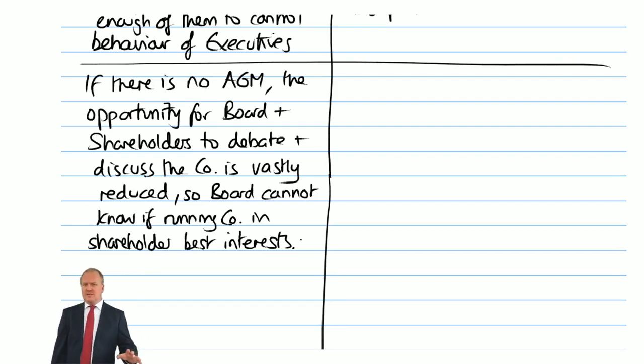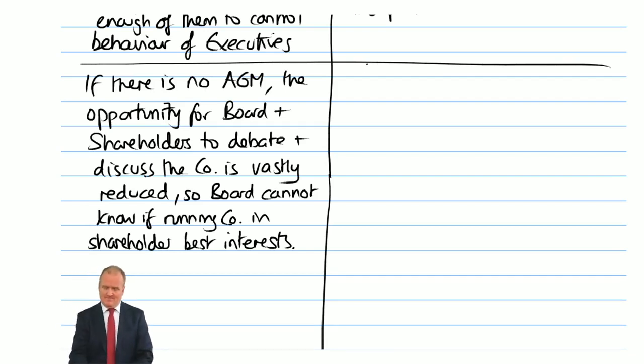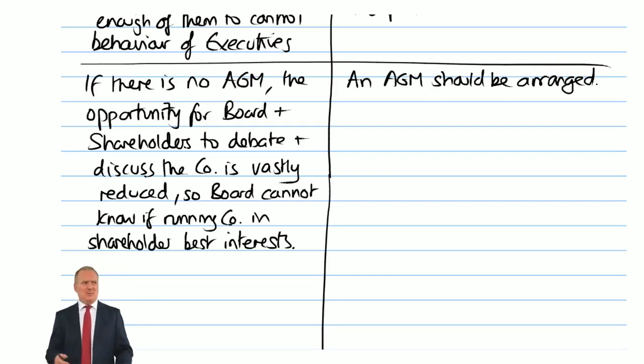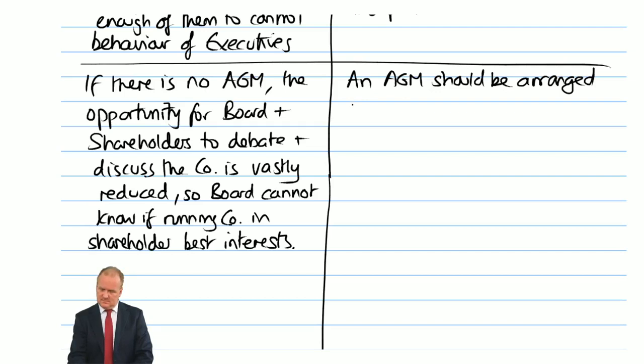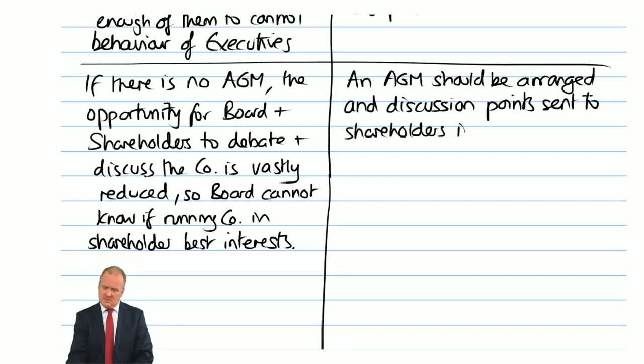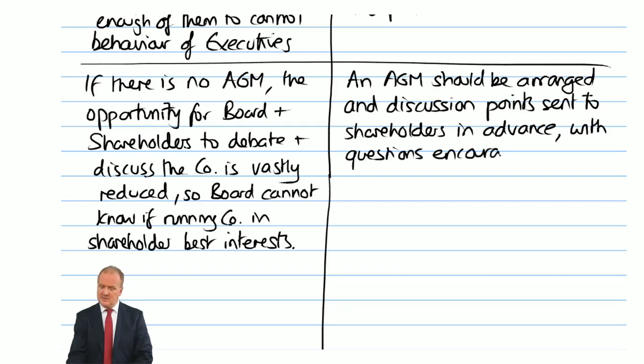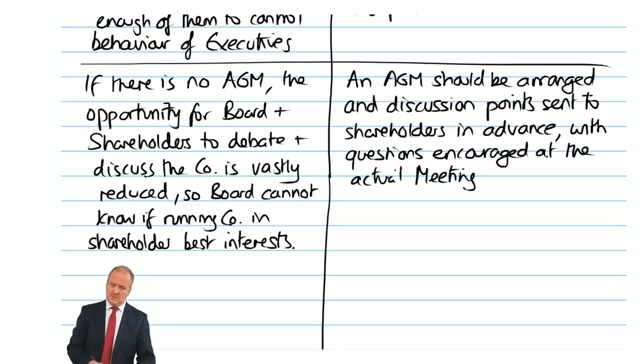So it's not just a case of spotting things you want to write. You have got to be able to justify them, at least a bit. Recommendation. An AGM should be arranged, but we need to add some value. Who, how, when, where, how often? Well, it's annual, so clearly once a year. And any discussion points sent to shareholders in advance, you know, giving notice before a meeting. With questions encouraged at the actual meeting. Stimulate communication.